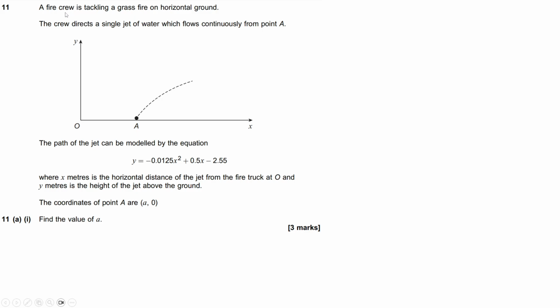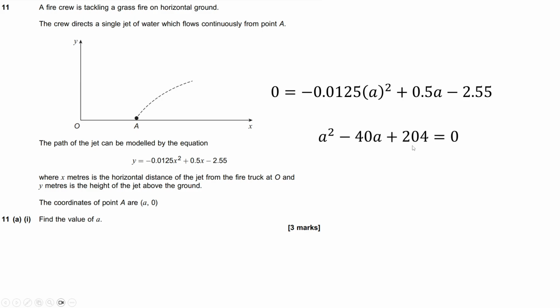A fire crew is tackling a grass fire, shooting the water jet like this. Find the value of A, the coordinates of the point A are this. Just plug in x equals A and then y equals 0 to get what A equals. You'll get this. You can factorize this. Honestly, just don't bother. You have a calculator, put it in, you'll get A equals 6 or 34.